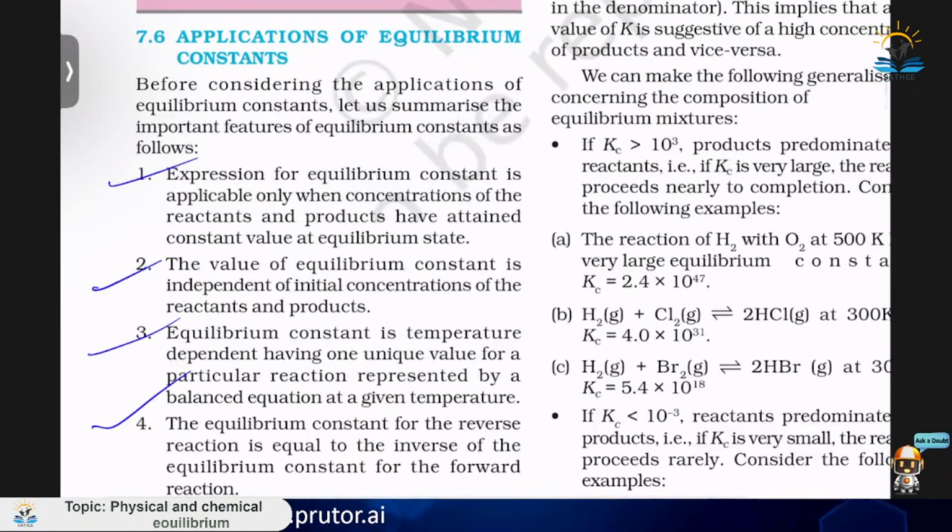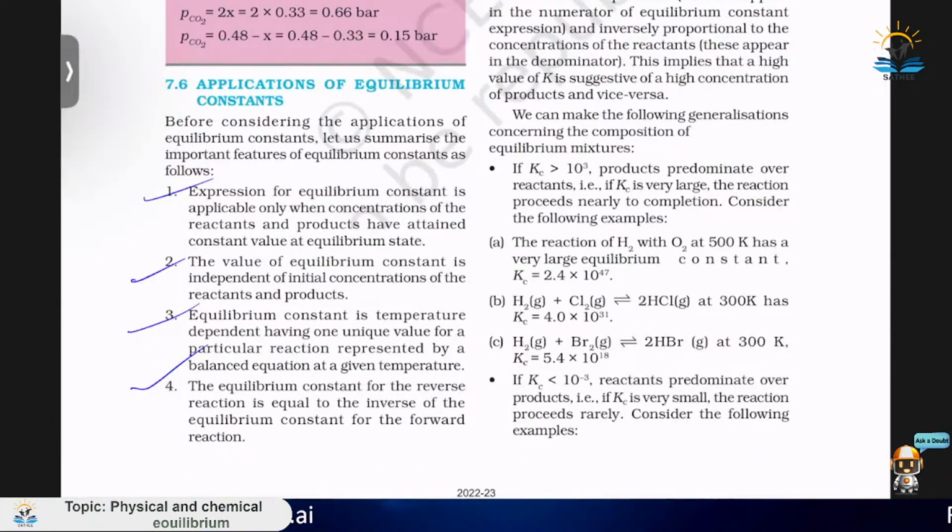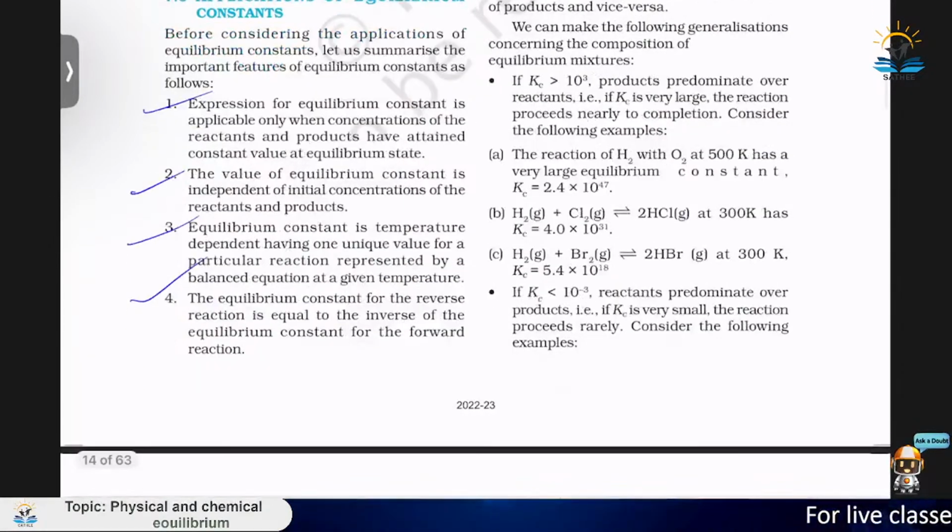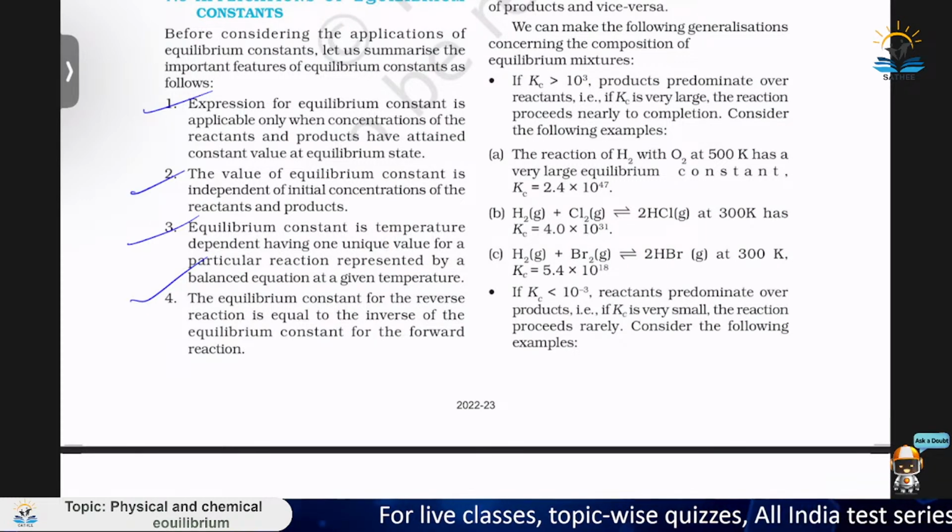Then, equilibrium constant is temperature dependent, having one unique value for a particular reaction represented by a balanced equation at a given temperature. So if you change the temperature, your equilibrium constant changes. That means the condition to attain equilibrium has changed. The reaction needs to readjust itself at a different temperature in order to reach equilibrium at that temperature, because the parameters are different at different temperatures. That is the basic principle.